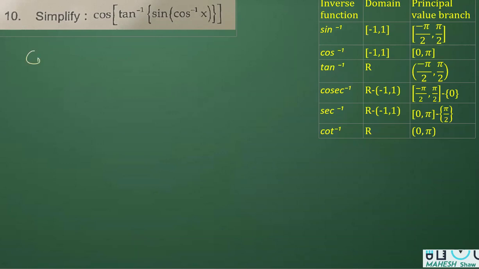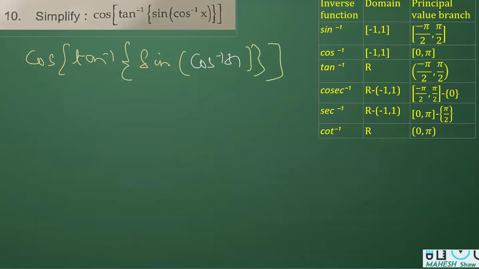This is cos bracket tan inverse sine bracket cos inverse x. Now, first I'm going to convert this cos inverse x as sine inverse x so that we can apply the formula sine into sine inverse x is x.